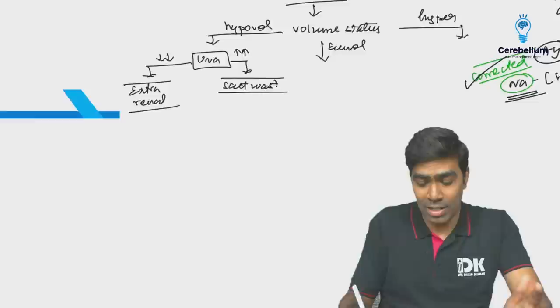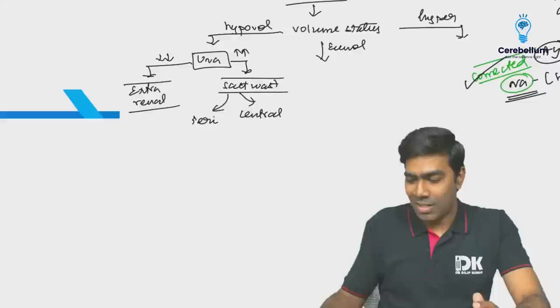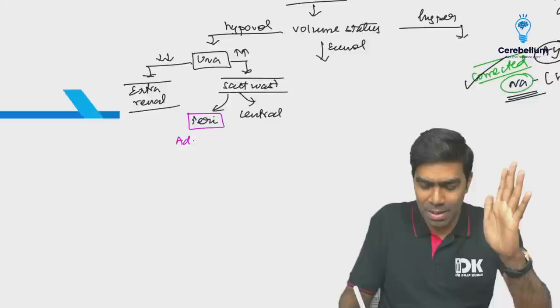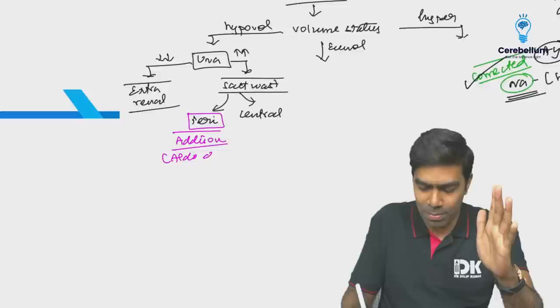So there are two types of salt wasting. One is peripheral salt wasting and second is central salt wasting. Peripheral salt wasting, commonest cause, Addison disease, primary adrenal insufficiency. Addison disease, that is due to aldosterone deficiency, primary adrenal insufficiency, aldosterone deficiency, peripheral salt wasting.